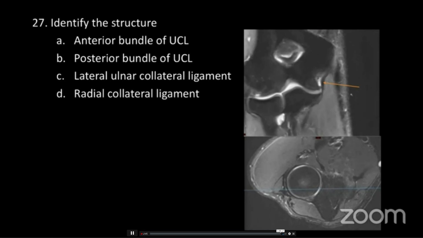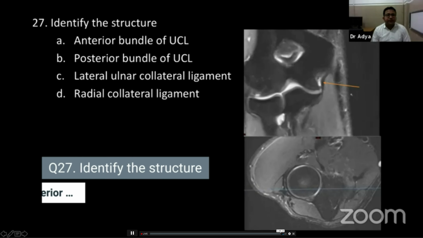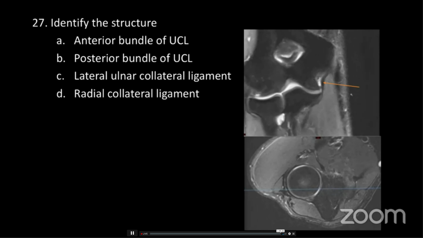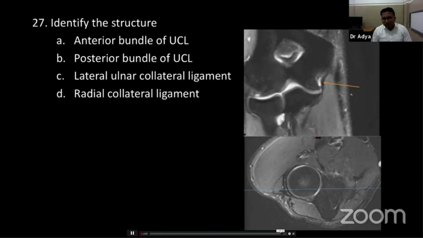I'm ending the poll now, sir. So people are confused between A, B, and C because 44% is for A, 33% is for B, and 22% is for C. But most of them have got it correct. The answer is A, anterior bundle of the ulnar collateral ligament.